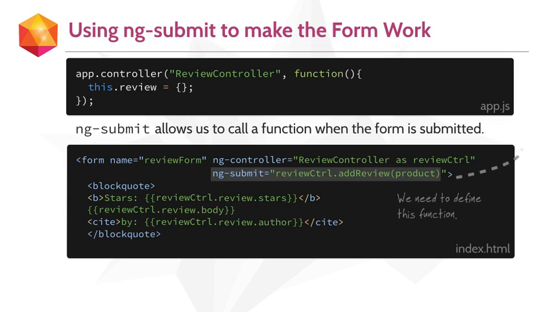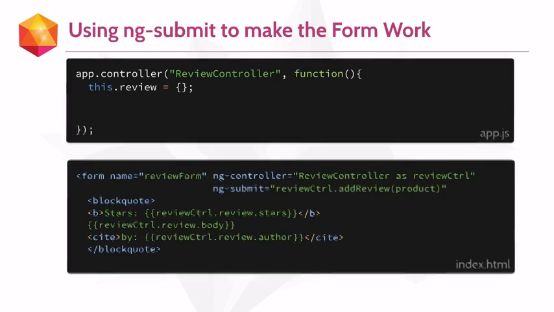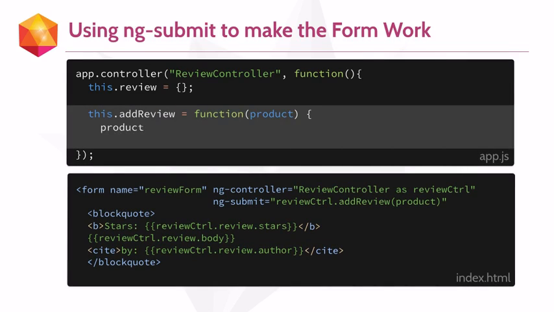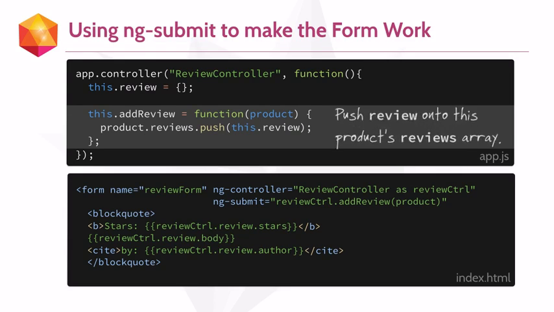Next step, we need to define this function inside of our review controller. So here's the add review function. It takes in product as a single argument. Then we'll get the product's current reviews by calling product.reviews, and we'll push the controller's review, this.review, onto the reviews array.